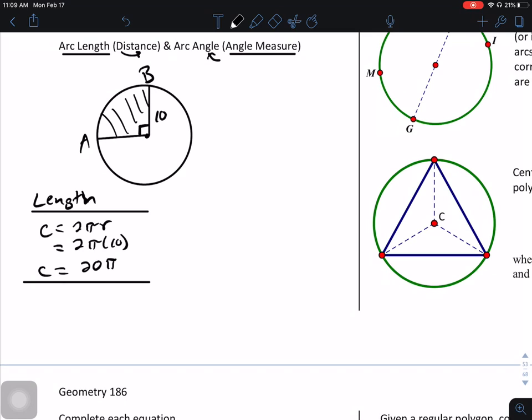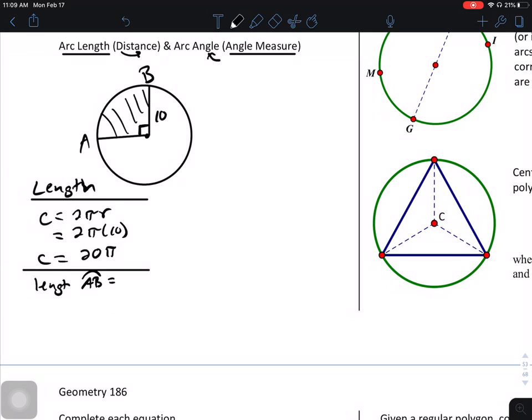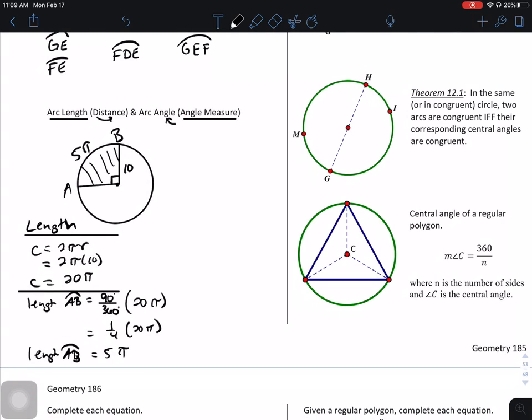Let me illustrate that with a formula. The length of arc AB would be the degree measure of the central angle, 90, over the entire circle, 360, times the circumference. So that's 1/4 of 20 pi, which is 5 pi. The length of arc AB is 5 pi.